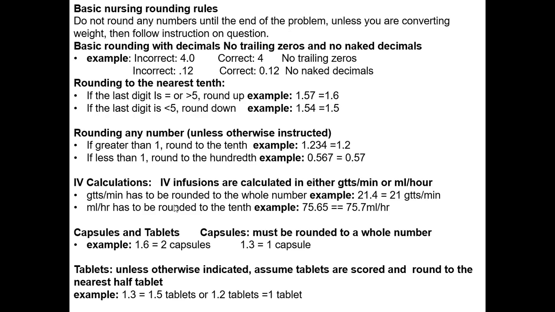For IV calculations, okay, drops per minute has to be rounded to the whole number. mLs per hour has to be rounded to the tenth unless your instructor says otherwise. Sometimes on mLs per hour, they will tell you to round it to the nearest whole number. Capsules and tablets must be rounded to the nearest whole number. But sometimes the way test questions are written, you just have to really read what the question is asking you, all right? Tablets, unless otherwise indicated, you'll assume that they're scored and you round them to the nearest half tablet.